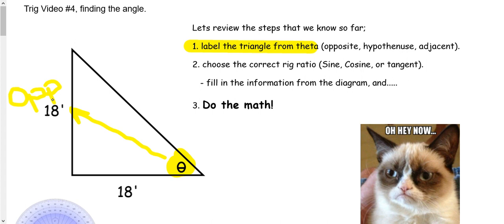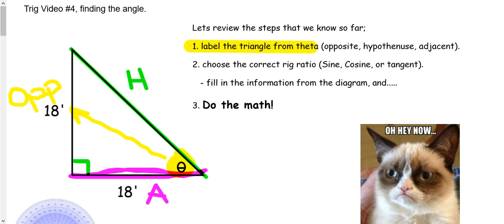Opposite, right? Now, the hypotenuse is always the longest side of the triangle. It's always opposite from the square corner. So that's our hypotenuse. So the last one has to be adjacent. Adjacent is the one that kind of connects theta to the right angle. That's adjacent. Okay, so we know that.